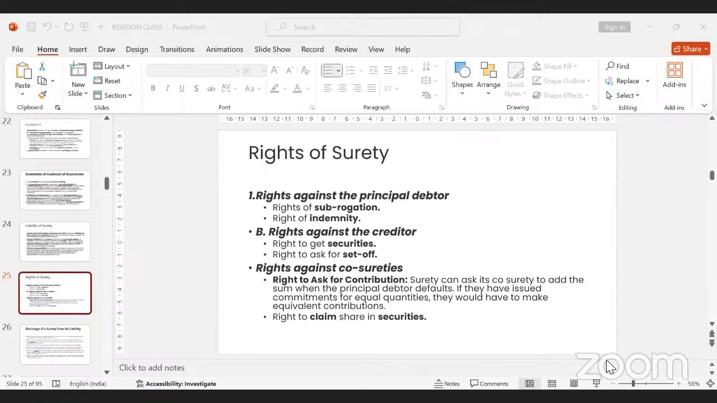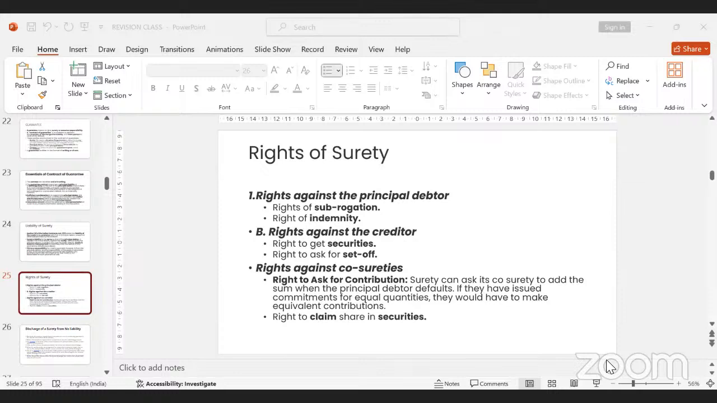And the last one is the right of indemnity. That means because of signing the surety, because of giving that guarantee, if the surety has to bear any losses, all those losses the principal debtor has to repay. The principal debtor has to pay all those losses. That is known as the right of indemnity.